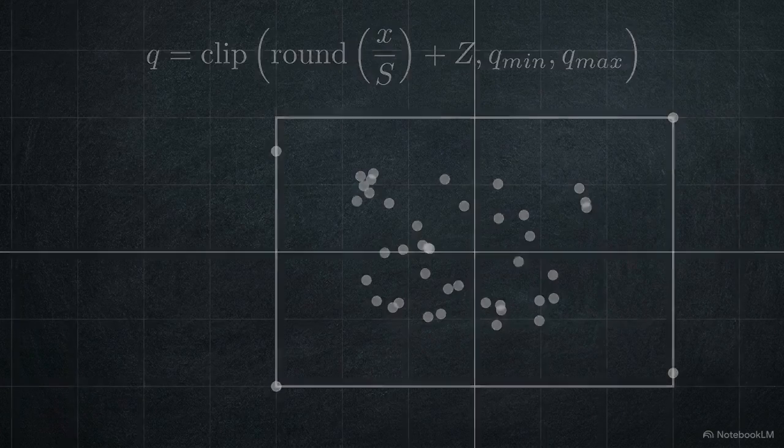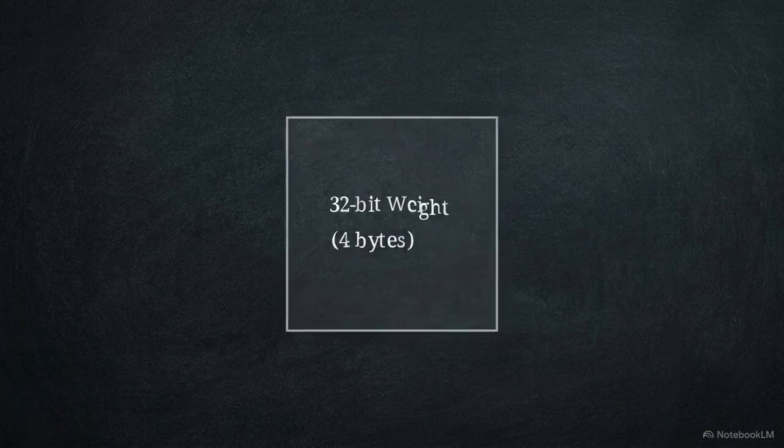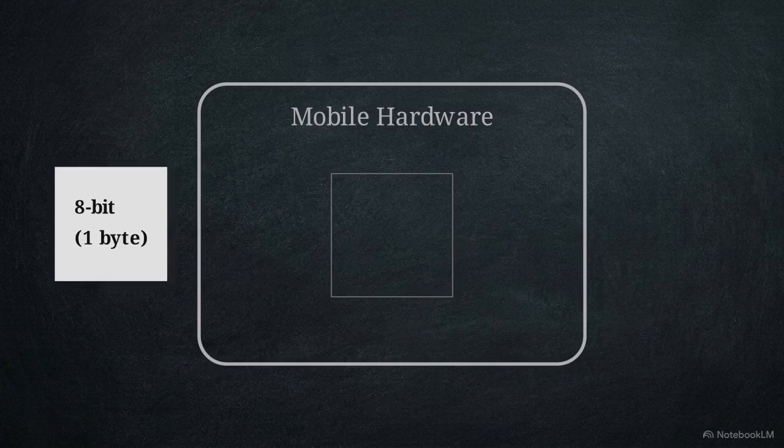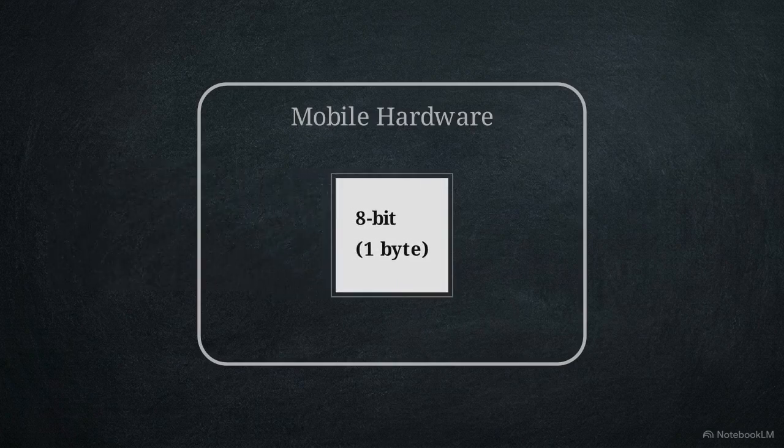By executing this 3-step scaling, translation, and clipping pass, we shrink the memory footprint of the model by a factor of 4. We sacrifice endless decimal precision to guarantee the model fits entirely within the mobile processor's structural memory limits.